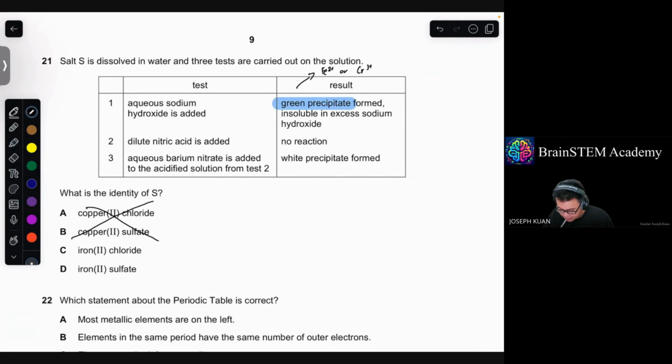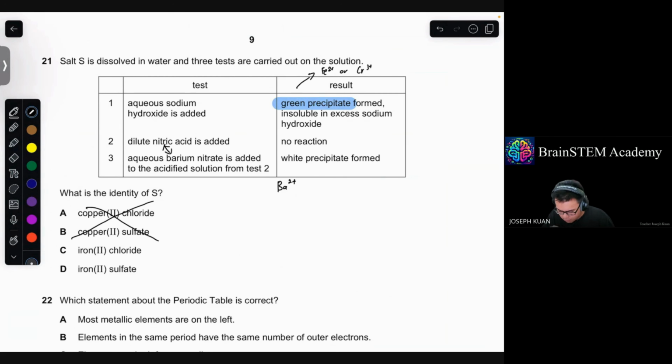2. Dilute nitric acid is added. There is no reaction. Nitric acid doesn't actually do much to most chemical substances from the beginning, so I think it's just there to distract you. We should look at 3. Aqueous barium nitrate is added to the acidified solution from test 2. Oh, so it's a, yep. When you do the barium test, you need nitric acid. That's true. So yeah, number 2 is just a step before number 3.